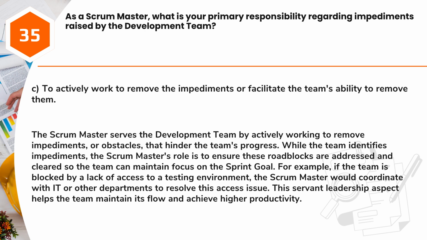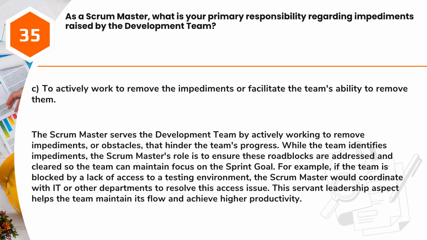Answer: C. To actively work to remove the impediments or facilitate the team's ability to remove them. The Scrum Master serves the development team by actively working to remove impediments, or obstacles, that hinder the team's progress. While the team identifies impediments, the Scrum Master's role is to ensure these roadblocks are addressed and cleared so the team can maintain focus on the sprint goal.